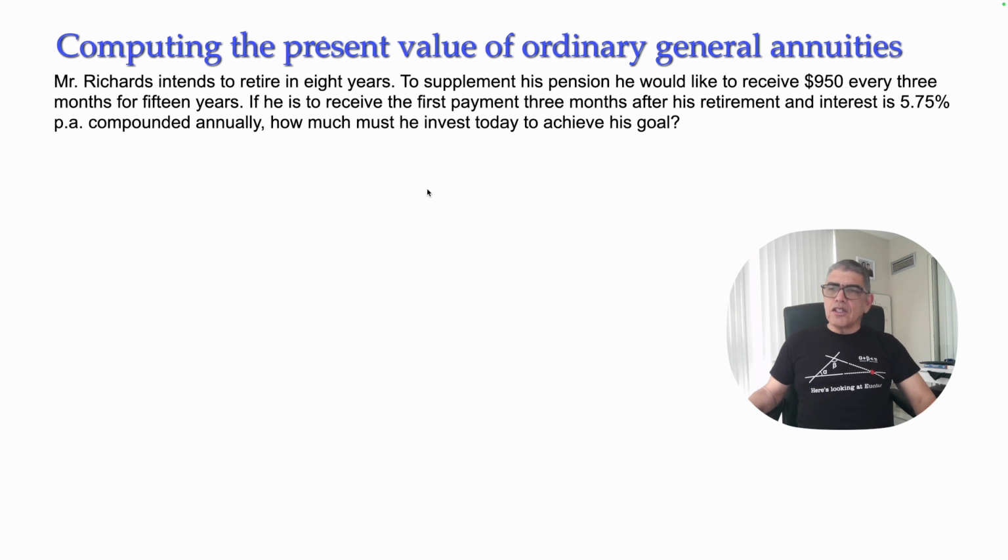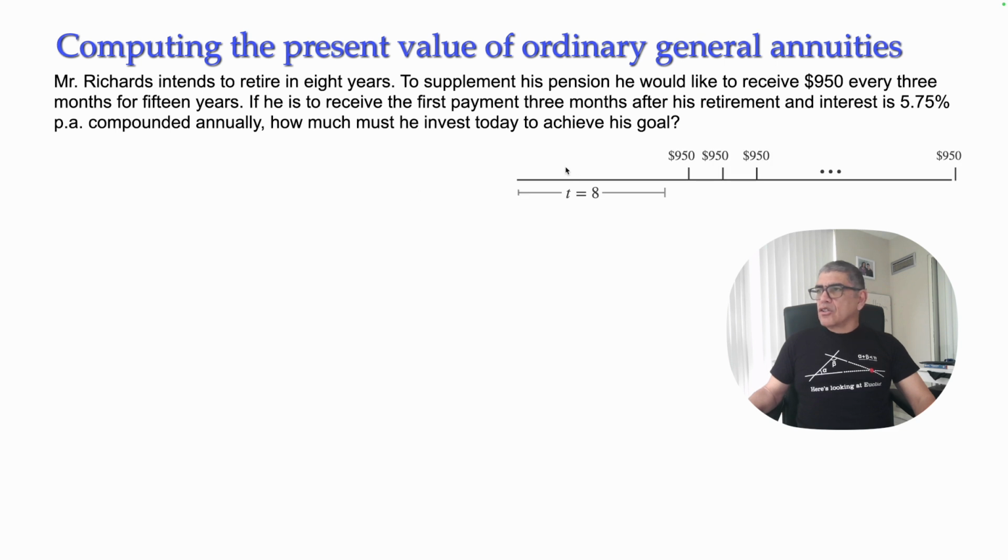So think in this problem in this way. Mr. Richards is going to retire in 8 years. So after these 8 years, and I represent it here in this timeline, he's going to receive $950 at the end of every 3 months. Here we read, if he is to receive the first payment 3 months after his retirement, so I know then that he is going to receive this at the end of every 3 months. And that's going to happen for 15 years. So let's write here that it will be 15 years.